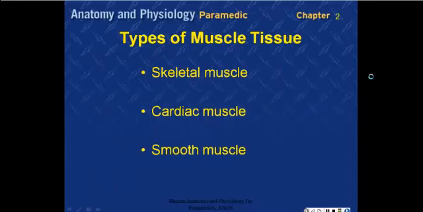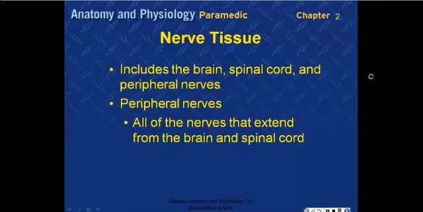There are three main types of muscle tissue: skeletal muscle, cardiac muscle, and smooth muscle. Skeletal muscle is striated and voluntary, cardiac muscle is striated and involuntary, and smooth muscle is non-striated and involuntary. By the way, skeletal muscle cells are normally multinucleated, which is fairly rare in the human body, meaning each cell has multiple nuclei.